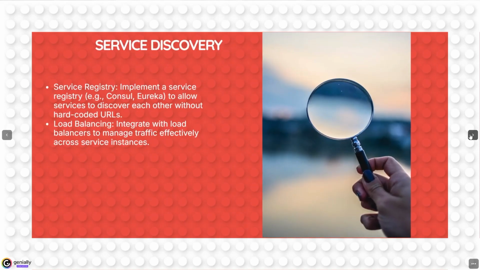Next, service discovery. One is service registry. Implement a service registry such as Consul or Eureka to allow services to discover each other without hard-coded URLs. Next, load balancing. Integrate with load balancers to manage traffic effectively across service instances.